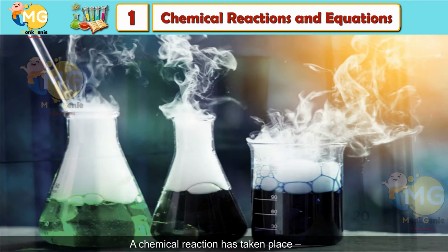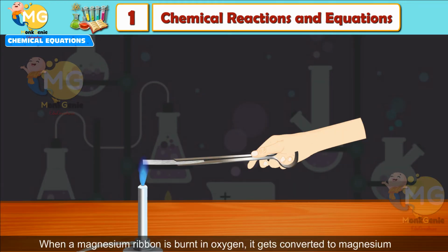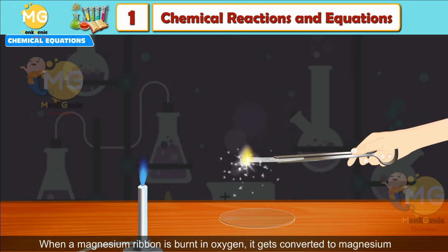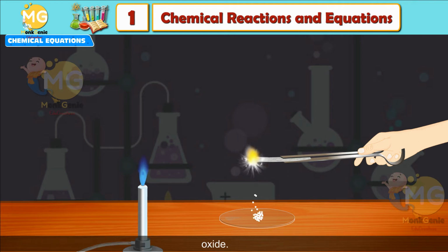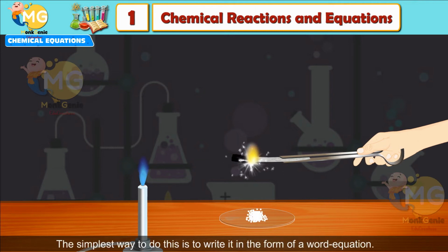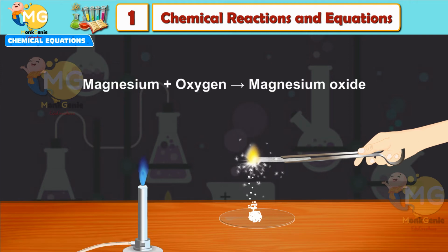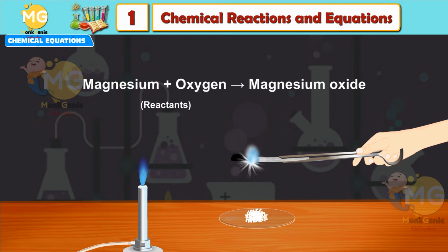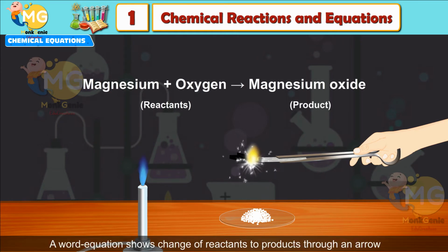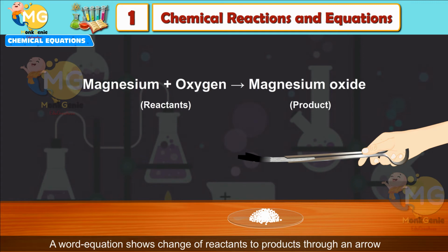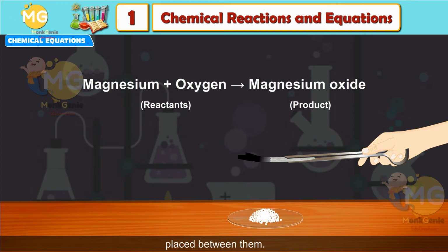A chemical reaction has taken place: change in state, change in color, evolution of a gas, change in temperature. Chemical equations: when a magnesium ribbon is burnt in oxygen, it gets converted to magnesium oxide. The simplest way to do this is to write it in the form of a word equation. Magnesium plus oxygen (reactants) gives magnesium oxide (product). A word equation shows change of reactants to products through an arrow placed between them.